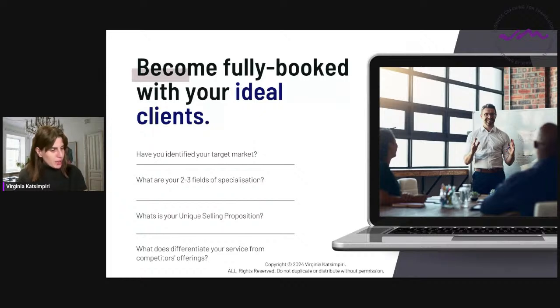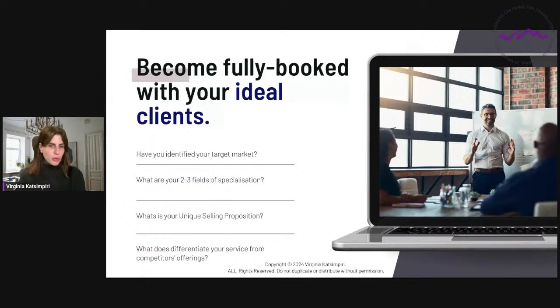It's really important for me and for you also, if you would like to get the most out of this training, to niche down. So have you identified your target market? 1, maximum 3. What are your 2 or 3 fields of specialization? You can start with that. In case you really struggle to find out who your ideal client is, you can start with the 3 maximum fields of expertise you would like to become known for.